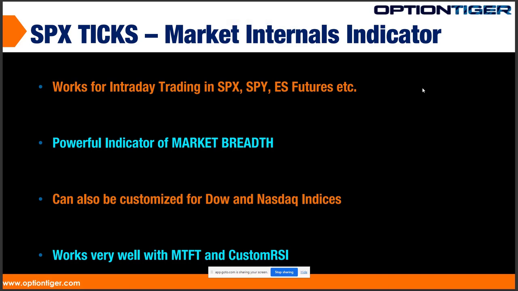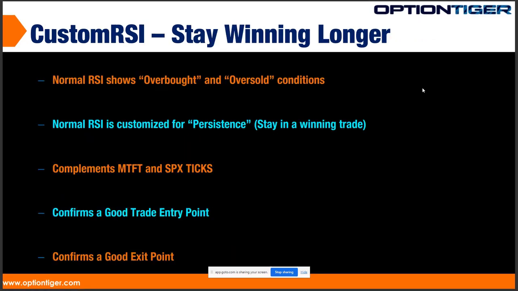So like I said, they all work together. And when you see all of them aligned, it's the perfect time to take a trade. So, custom RSI. I think many people may have used the normal RSI. The normal RSI shows you an overbought and an oversold condition.